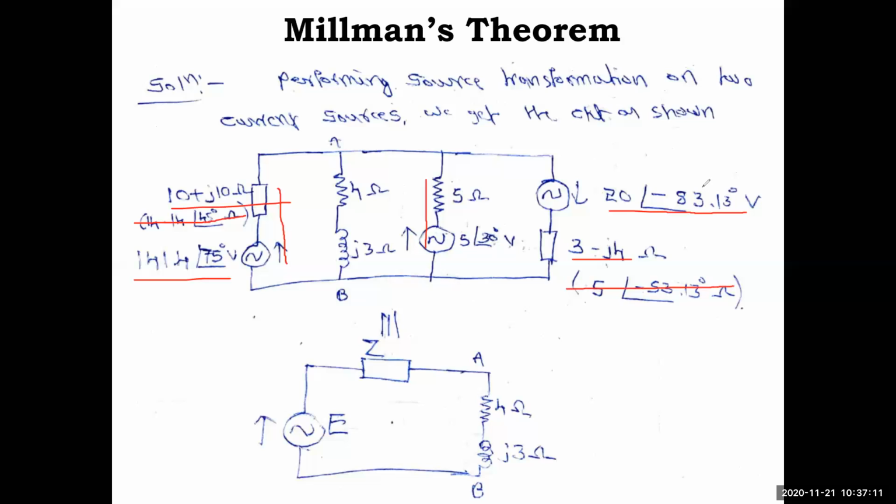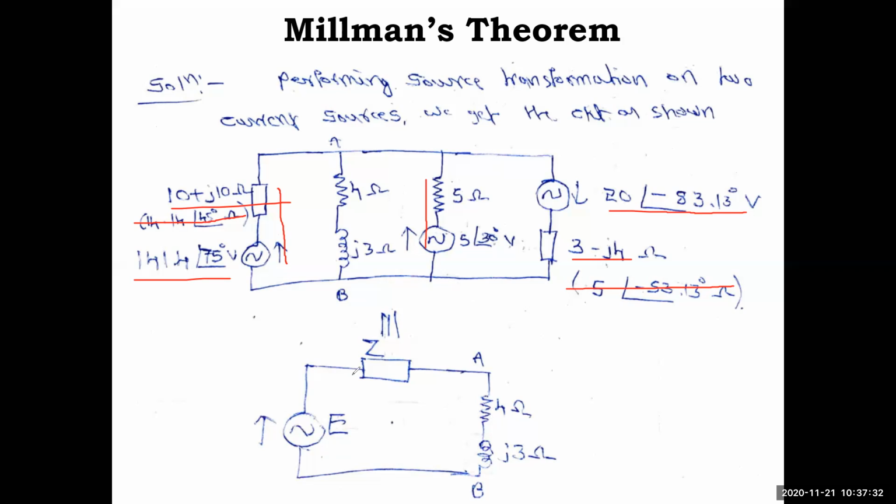So everything you have in the calculator, no need to note down anywhere, so straight away answers you can write down here. So one sentence you can end: performing source transformation on two current sources, we get the circuit as shown. Once you get the circuit, this can be simplified into a single voltage source in series with impedance, and then load can be shown 4 plus j3 ohm.